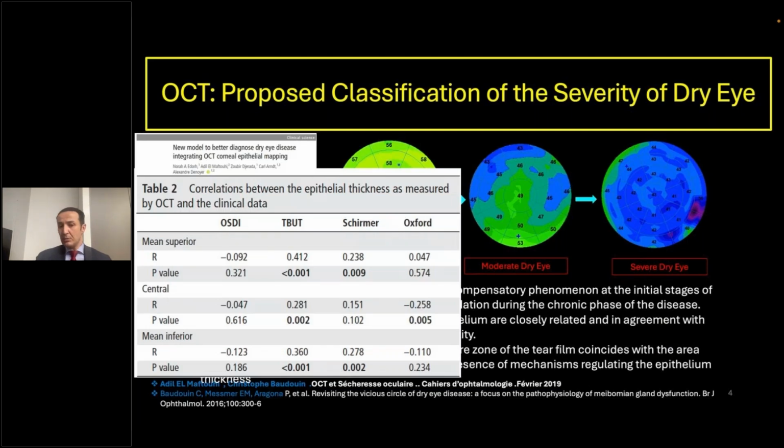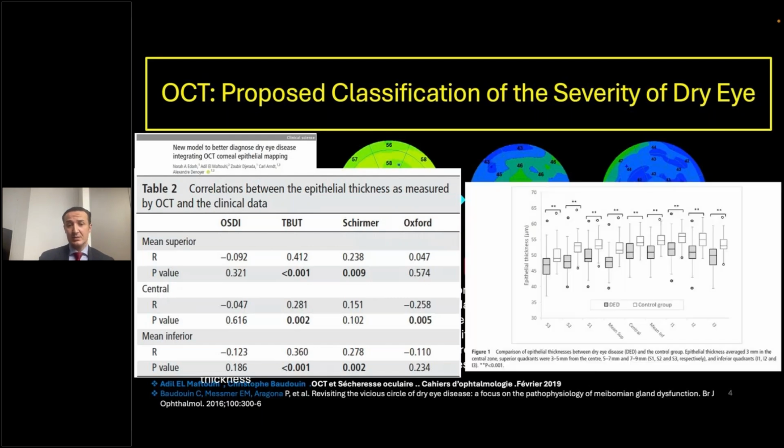We already published a paper in a British journal, and we made a good and relevant correlation between the epithelium mapping and the breakup time, and we observe the tendency of epithelium thinning when you have a very severe dry eye.